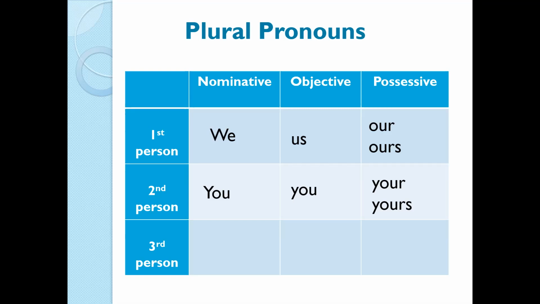Third person was he, she, and it. I make that plural by saying they. They own a car. How did they receive action? I called they? No, I called them. And then the possessive is their and theirs. So you have to ask yourself, am I doing something? Then it's going to be a nominative pronoun. If I'm receiving something, then it's going to be objective.